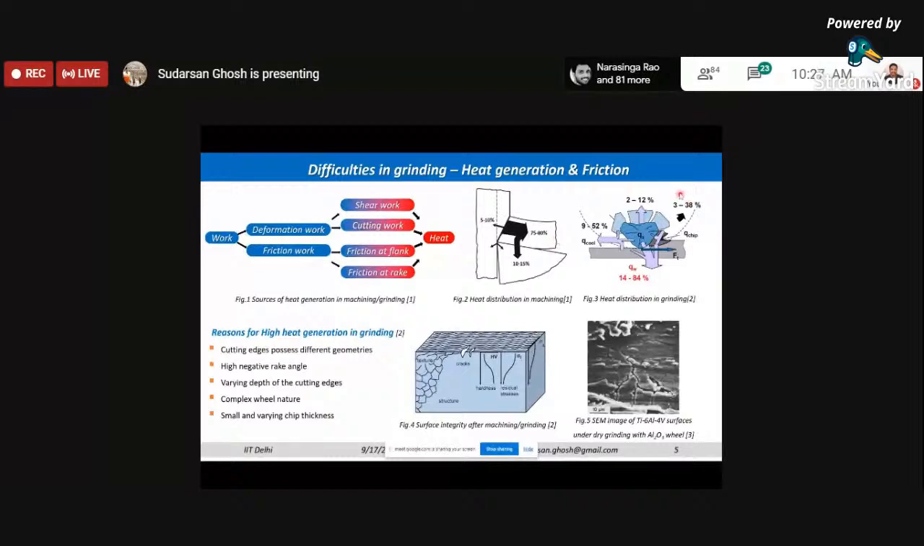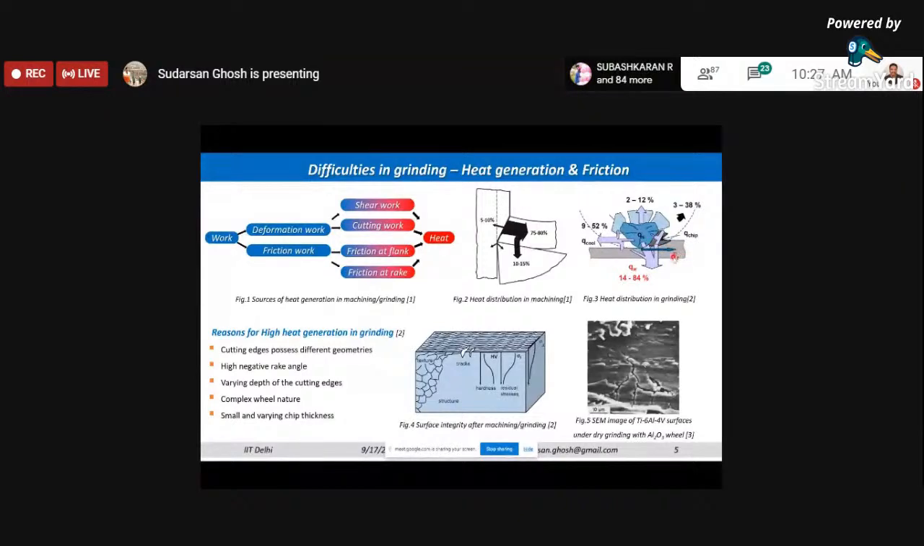But when we come to the grinding process, the situation is totally unfavorable. Also here the total amount of heat generated is high, and as you can see, only a small portion of the heat is taken by the abrasive wheel, that is the grinding wheel, and the majority of the heat is taken by the work material. So this is very, very detrimental.